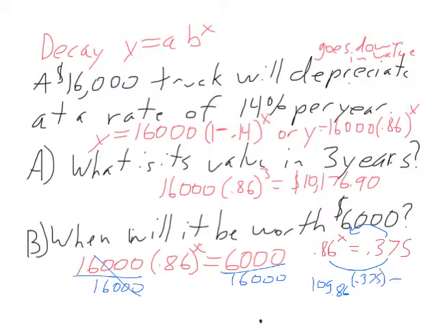So I just need to grab the calculator, use that fancy button that we've learned, and go see what it has to say. So alpha window 5 brings up the little log base, and I do 0.86 and 0.375. Wish I could show you that, but that gives me 6.5, basically. So when will it be worth 6,000? After approximately 6.5 years. Hope that helps. Be ready for those.